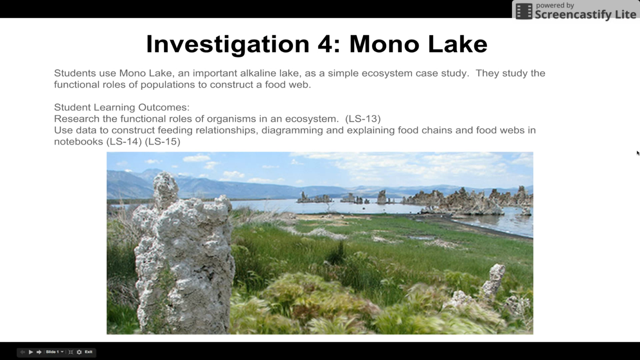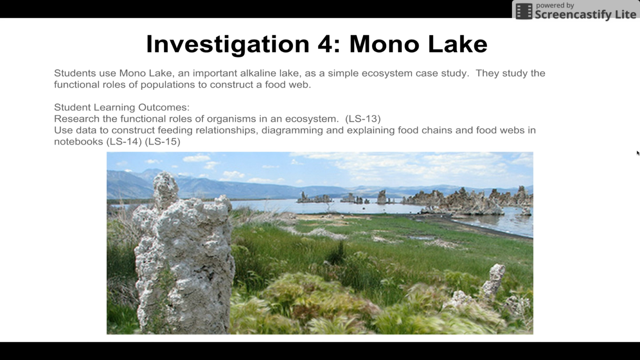Investigation 4, Mono Lake. Students use Mono Lake, an important alkaline lake, as a simple ecosystem case study. They study the functional roles of populations to construct a food web. Student learning outcomes: research the functional roles of organisms in an ecosystem, use data to construct feeding relationships, and diagram and explain food chains and food webs in notebooks.